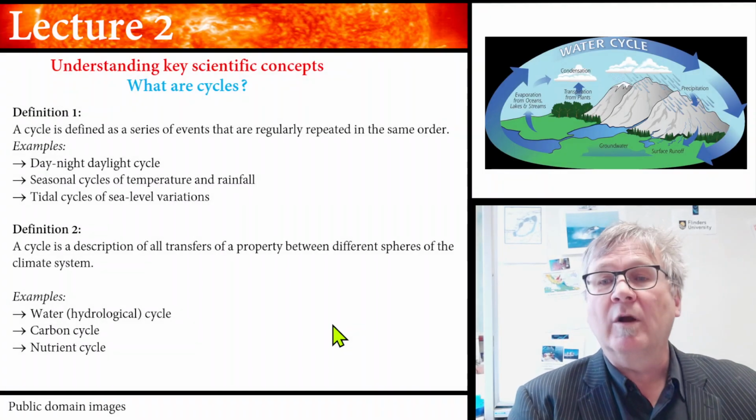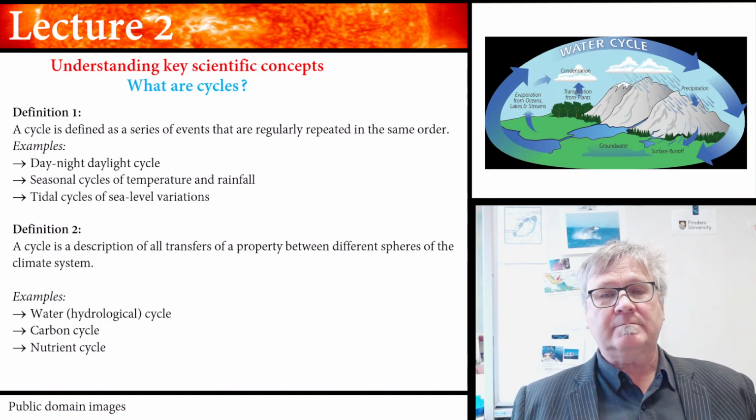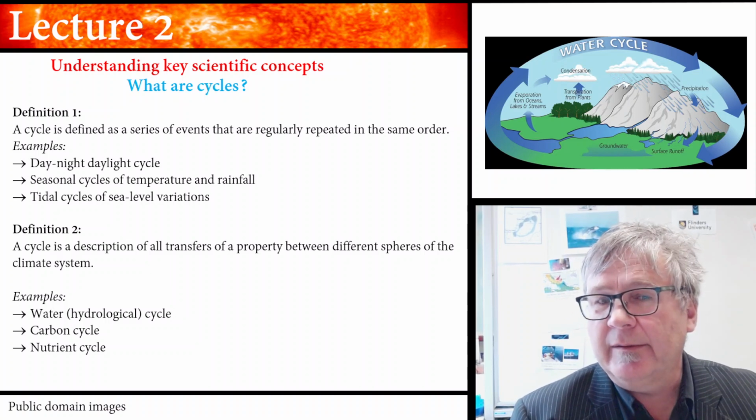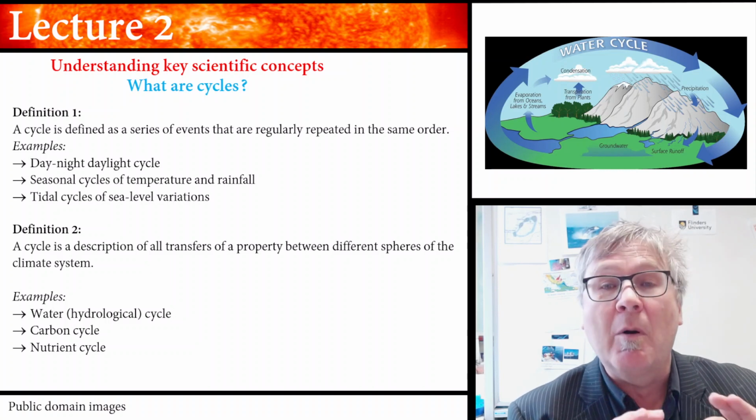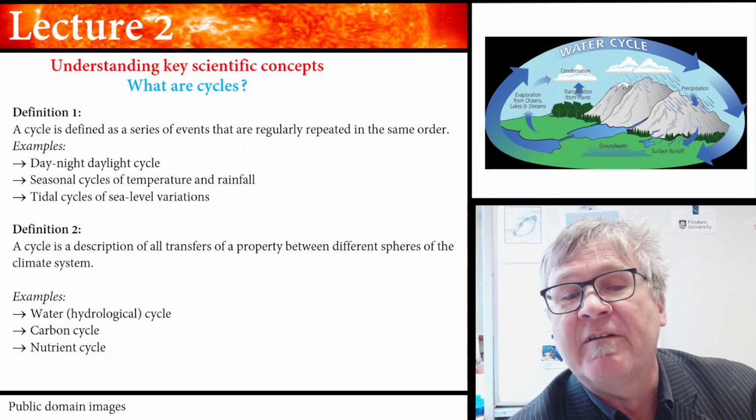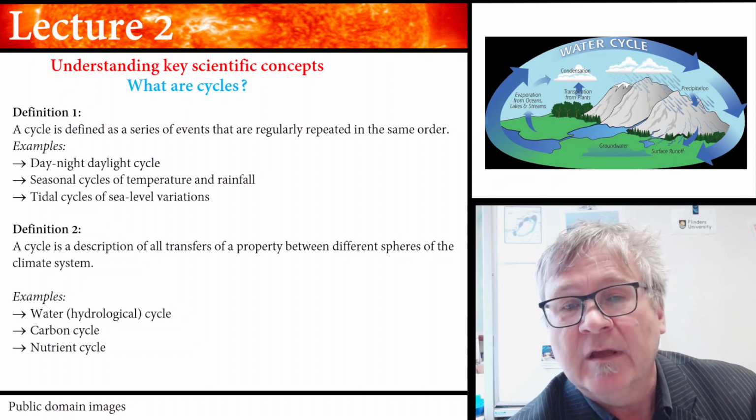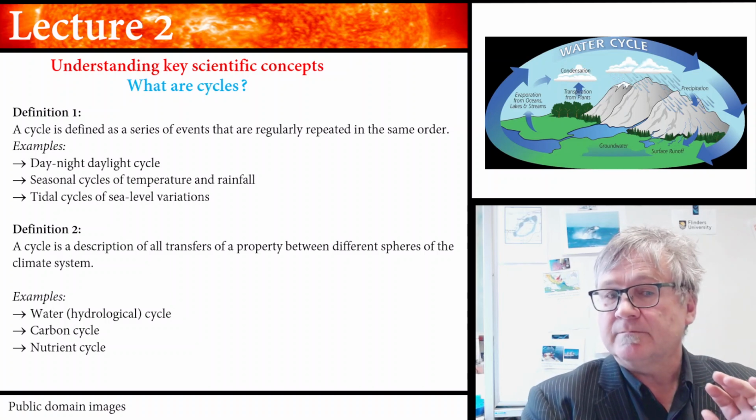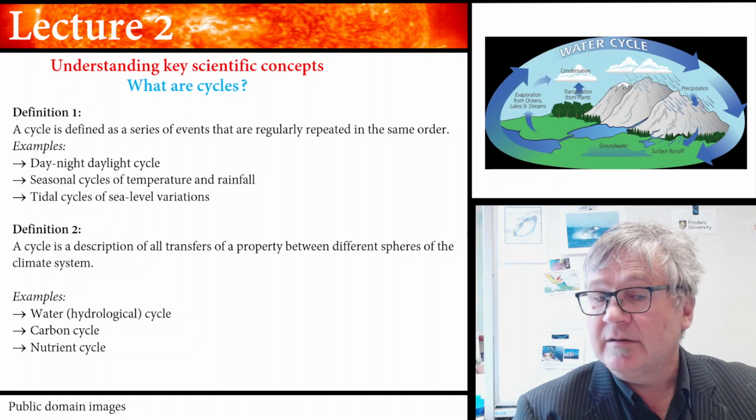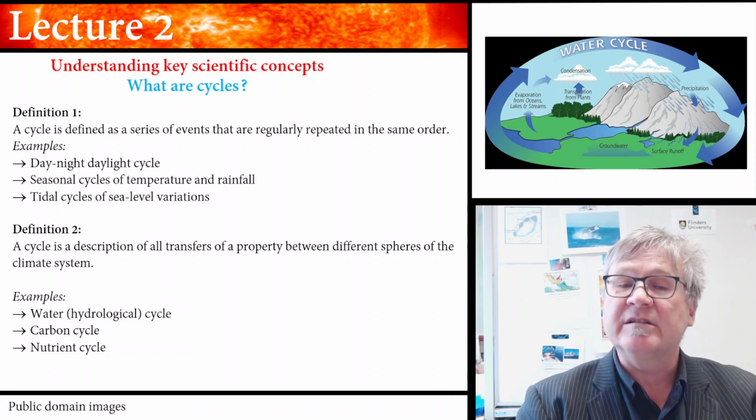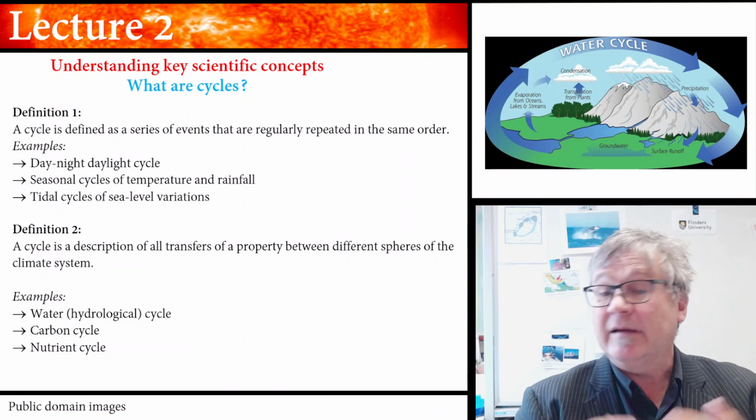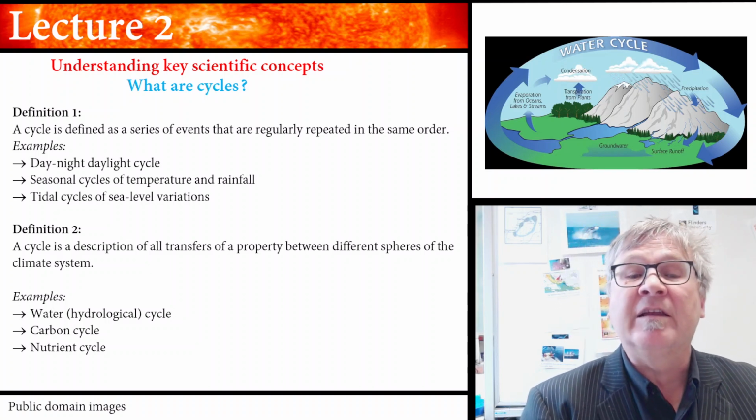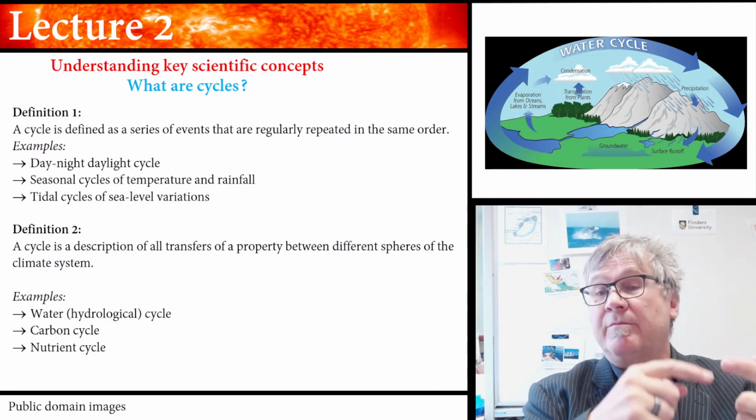Second is, what are cycles? There are two different definitions. Definition number one: a cycle is defined as a series of events that are regularly repeated in the same order. Something that repeats in terms of time. Day-night, daylight cycle. Seasonal cycles of temperature and rainfall. Tidal cycles of sea level variation. Something that repeats.